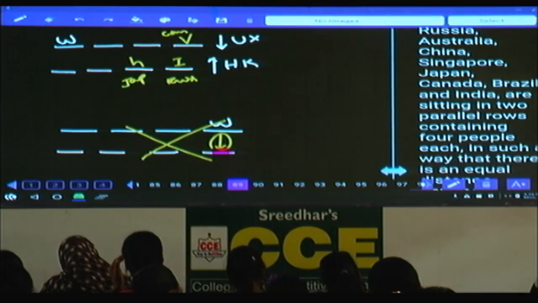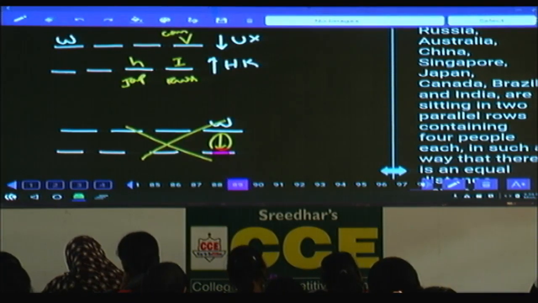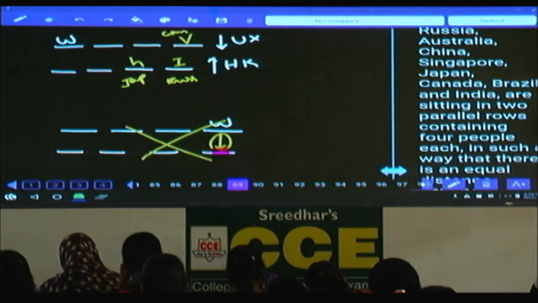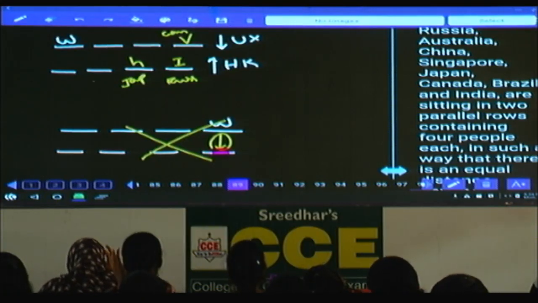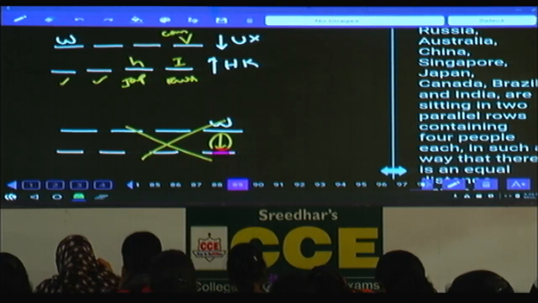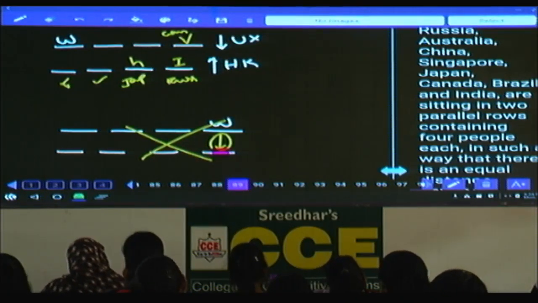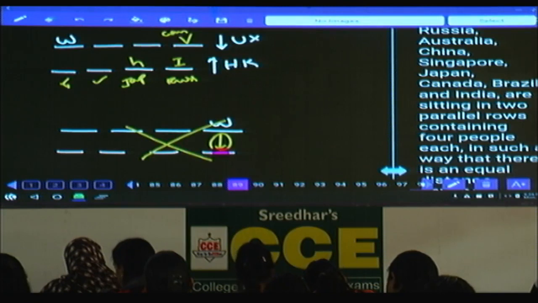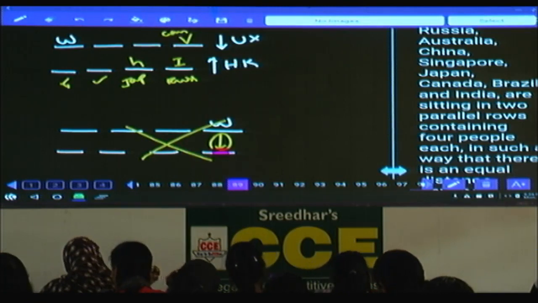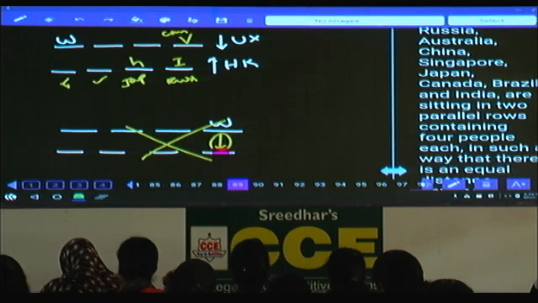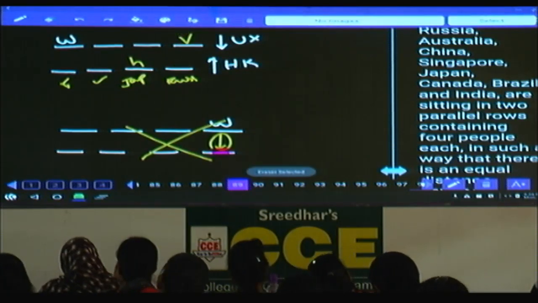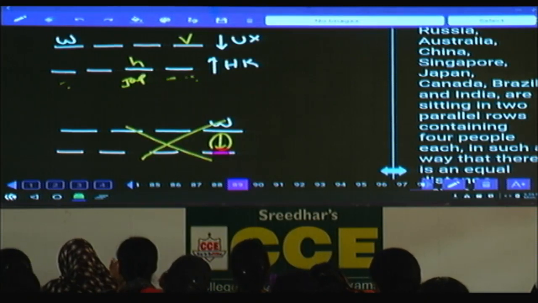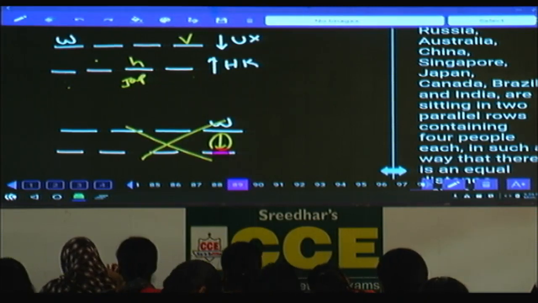Next one. X sits to the immediate right of the person who sits opposite to Brazil. Now Brazil person can be either here or here. And if you take any one of these places, then X sits to the immediate right of the person opposite to Brazil is not possible, isn't it? And this case wherein we have taken I at this place is completely ruled out. As I cannot be at this place, then where should this I be? I must be at this place. Are you following this one or not?